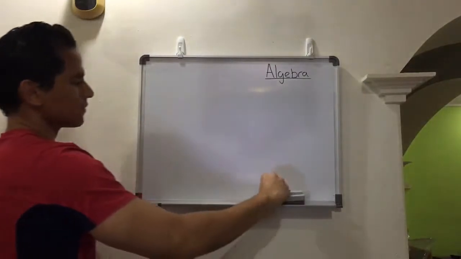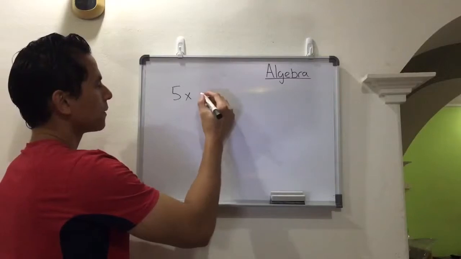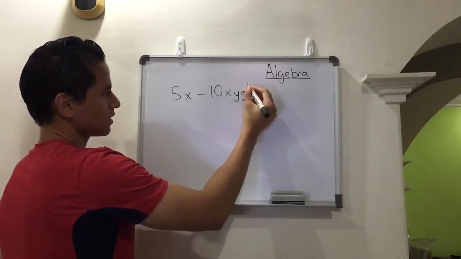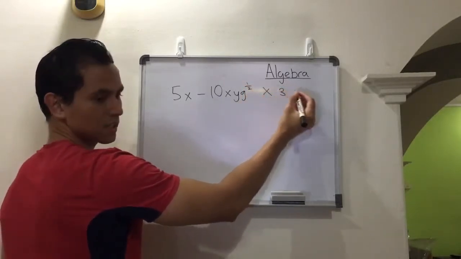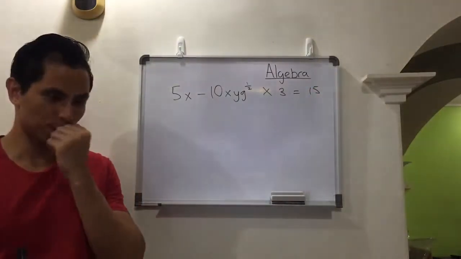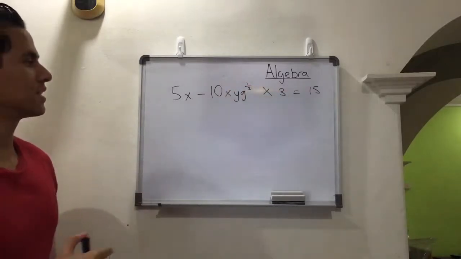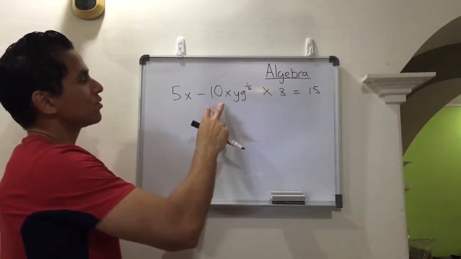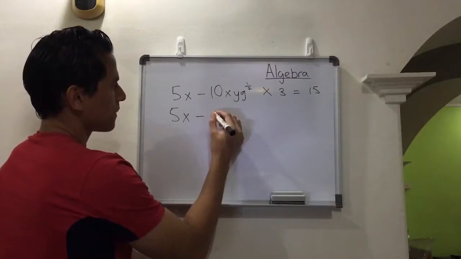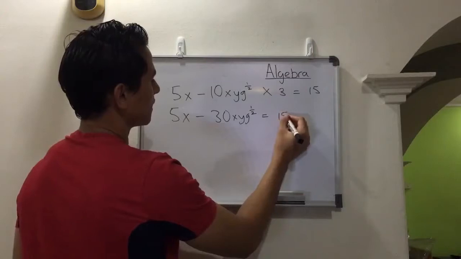Okay. So the fourth example, we have 5x minus 10xy g to the power of half times 3 equals 15. So now, in this one, we have two x's here and then a multiplication by 3. So how we treat it is that we have to recall BODMAS also. We have to multiply by 3 first. So this will just give us 5x minus 30xy g to the half equals 15.